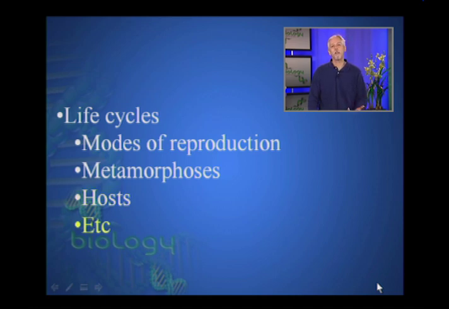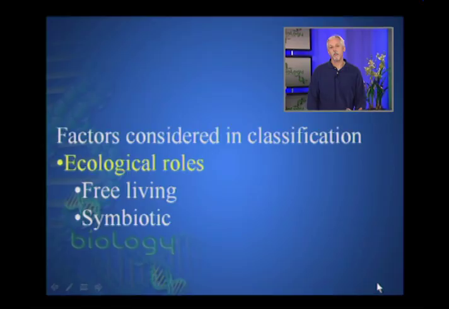So life cycles basically include the entire aspect of reproduction for a particular type of organism. And again, that can give us clues to relationships of organisms. We also look at the ecological roles sometimes as clues to relationships of organisms. I would say this is probably of lesser importance than some that we've discussed.